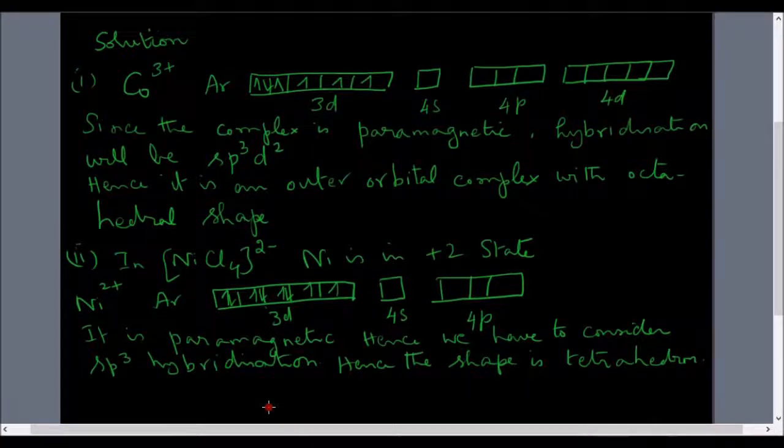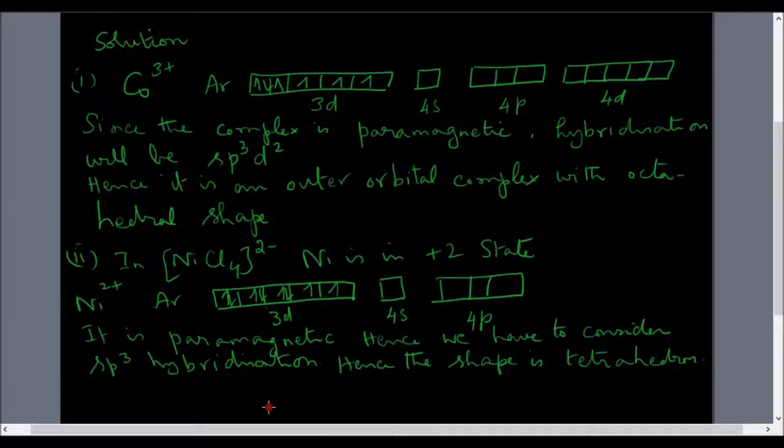In the first question, we start with writing the electronic configuration of this Co3+ ion, and then the complex is given as paramagnetic. So you should leave the unpaired electrons as it is, and so you will have to go for the sp3d2 hybridization. Since it is sp3d2 hybridization, it is an outer orbital complex. And of course, for 6 ligands, it will always be having octahedral shape. So that is the answer for the first question.